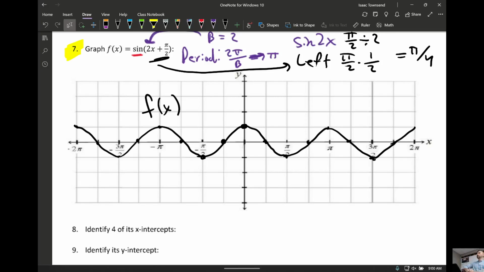Once again, if you still don't feel comfortable computing period, computing phase shift, knowing what the sine graph looks like, then you're not ready for this, but this is part of the quiz. So you got to know all that stuff before you can actually apply it.